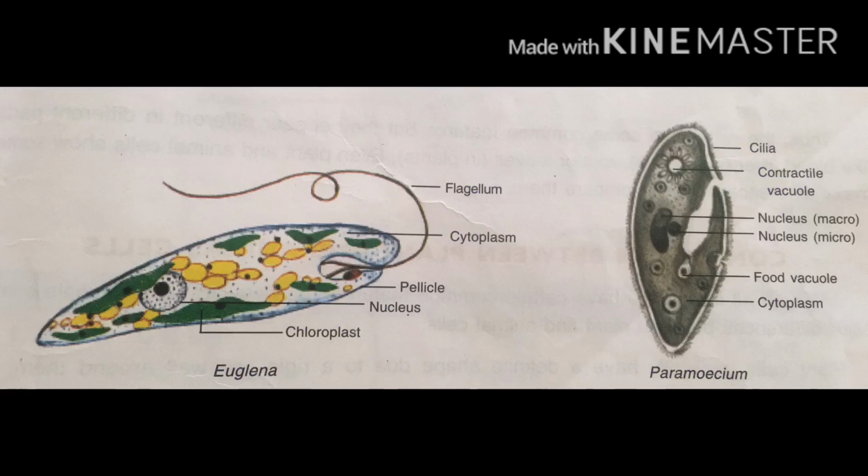Let's have a look at these unicellular organisms, euglena and paramecium. You can see in euglena this tail-like structure is called flagellum, and in paramecium this hair-like extension on the cell membrane is called cilia. And both flagellum and cilia are outer extensions and help in locomotion.